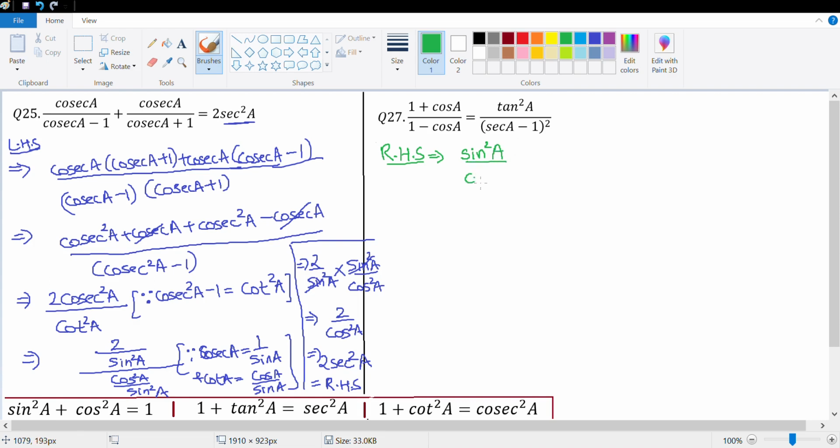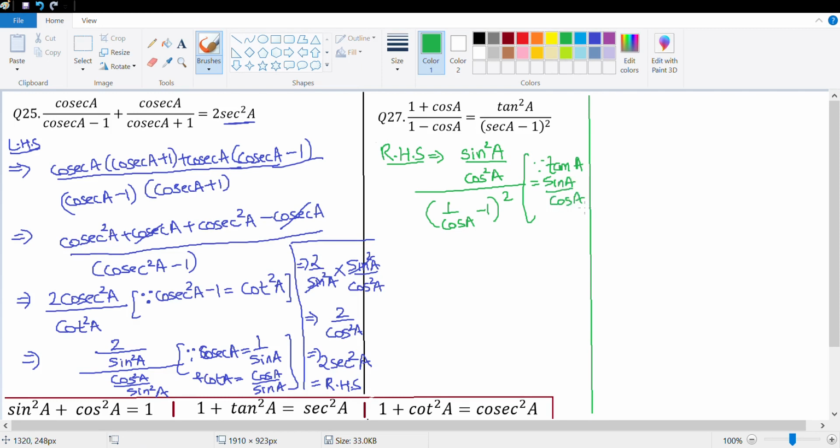So tan square is basically sine square A upon cos square A, and sec A minus 1 can be written as (1 upon cos A minus 1) whole square. Okay, so let me just write the reason as well. The reason would be, since tan A is equal to sine A upon cos A, and the second reason is sec A is equal to 1 upon cos A. So these are the two reasons why we've done this step.